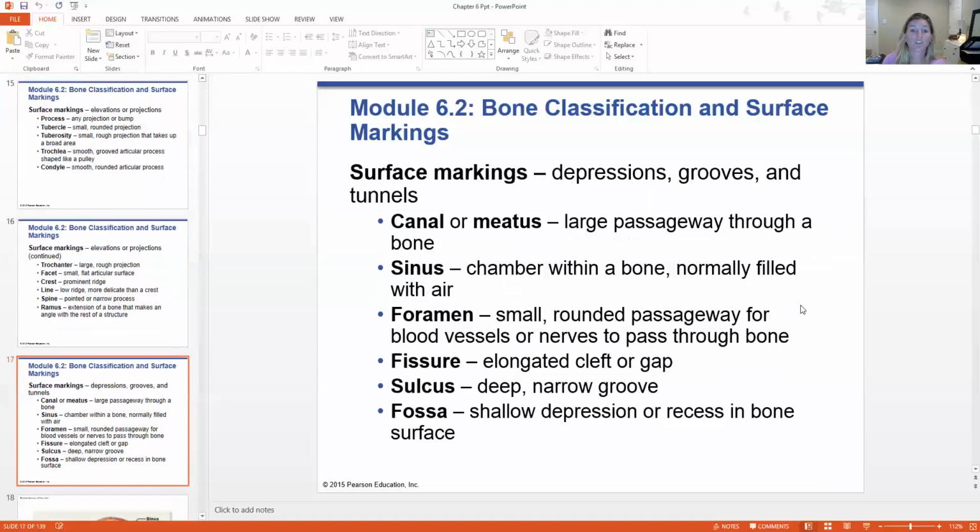A sinus is a chamber. Foramen is a large rounded passageway. A fissure is a big gap or a space. A sulcus is a groove. A fossa is a depression or a flat space.